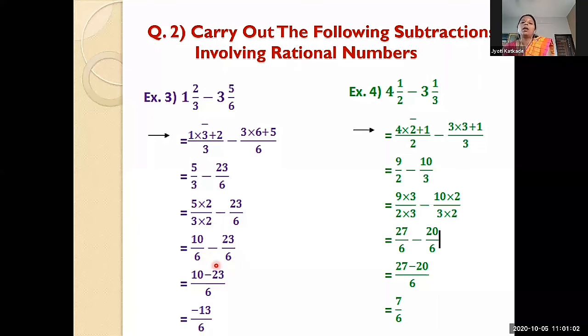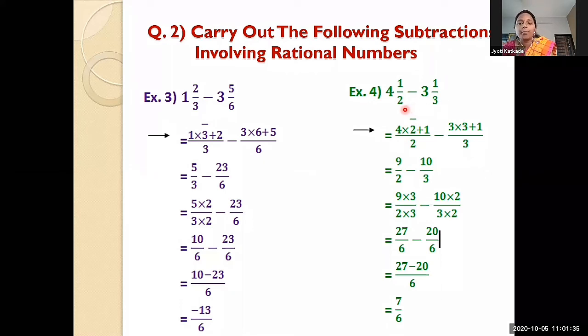Now our denominator is same, 6 and 6. Then subtract the numerator from numerator. 10 minus 23 upon 6. When we subtract 23 from 10, we get minus 13 divided by 6. Okay. Then next example is 4 1 upon 2 minus 3 1 upon 3.